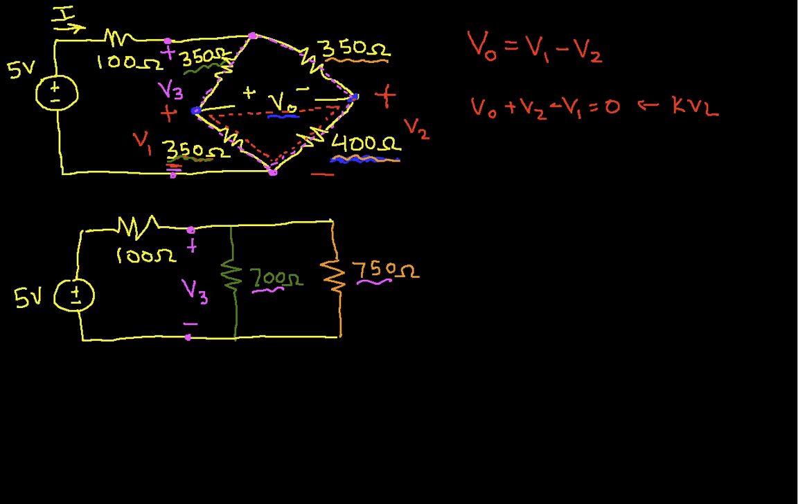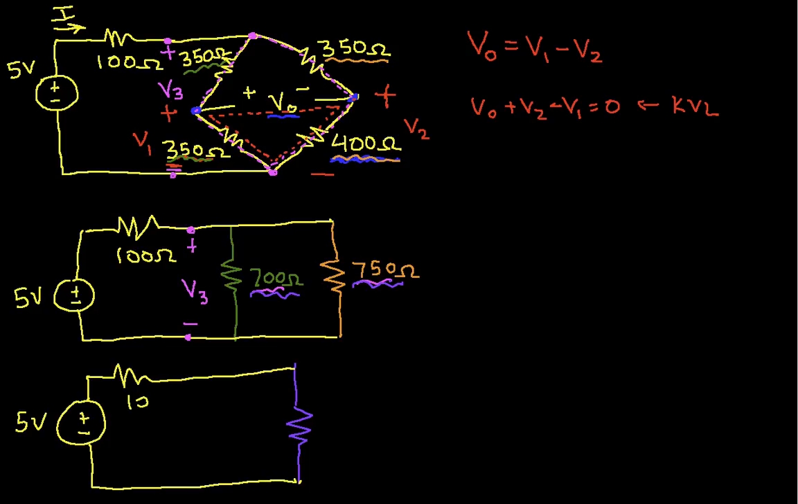Okay, so the next thing I need to do, I notice now that I have a parallel combination of 700 ohms and 750 ohms. So, let's see. I'm choosing really bad combinations of colors here today. So, I have this parallel combination. So, I will combine those two into a single resistor, and the rest of the circuit stays the same. So this is still 100 ohms. From here to here is still V3.